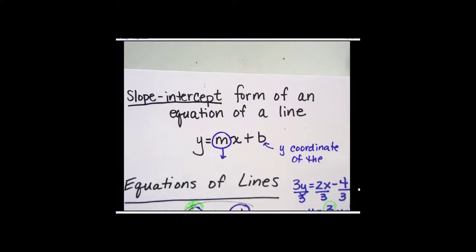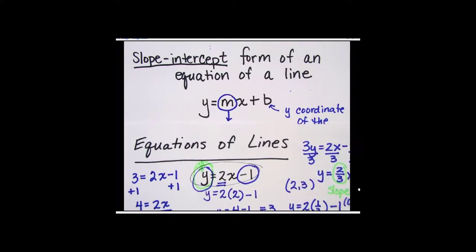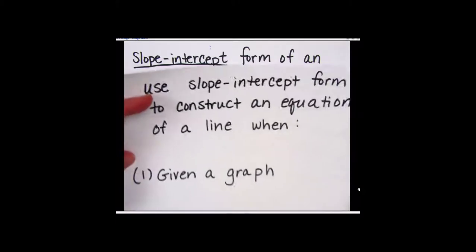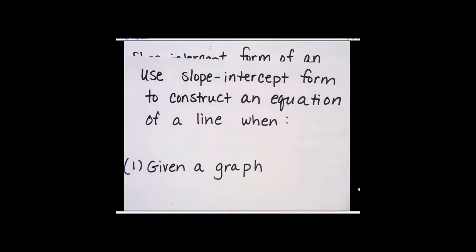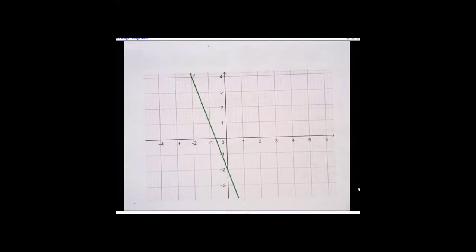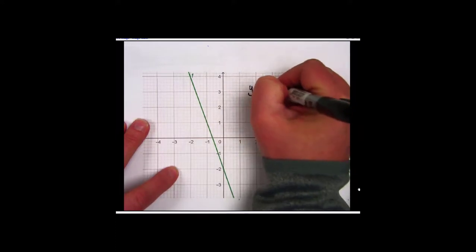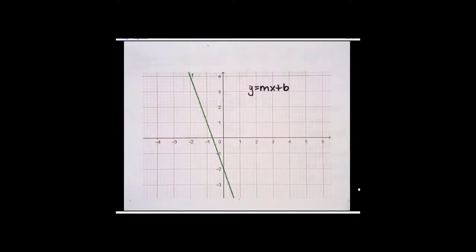And now that is the form that we use when we want to construct an equation of a line from a graph. There's another time that we use that as well, but we're going to do two examples of constructing an equation of a line from a graph first before we talk about the other time we use it. All right, so here is a graph. We're going to start with slope-intercept form, y equals mx plus b. Notice that we just need to fill in m and we need to fill in b.